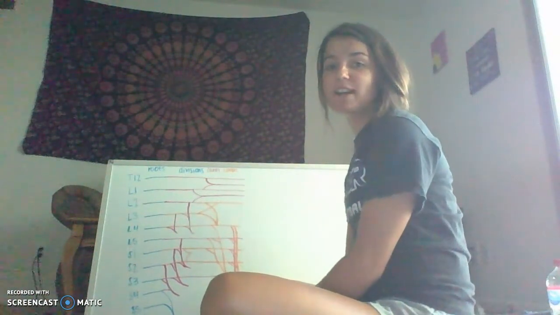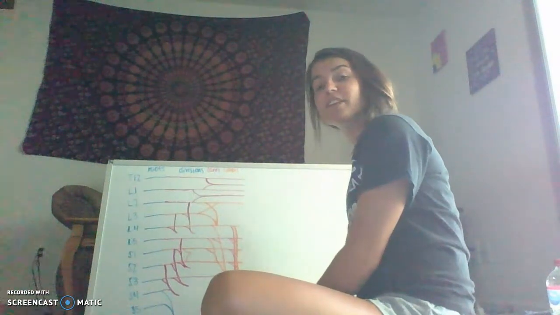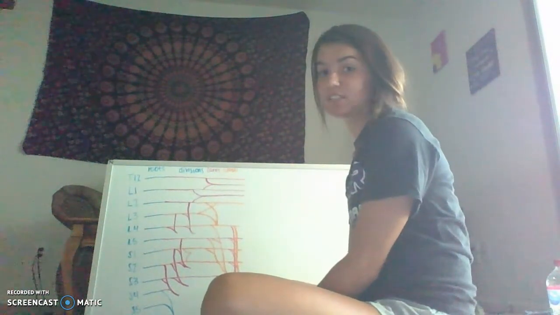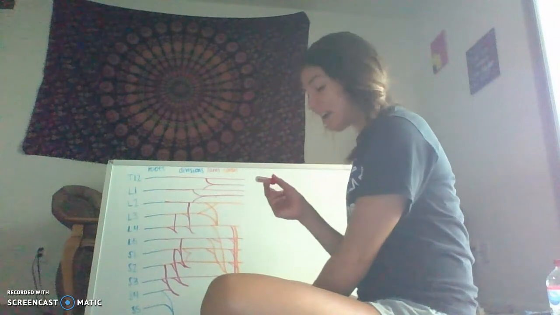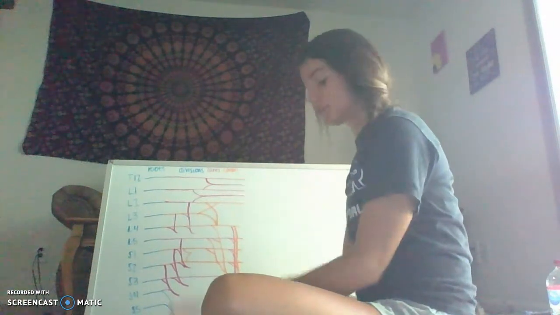The first thing I want to point out is that the lumbosacral plexus only has roots and branch divisions. So there's an anterior and posterior division. The anterior divisions are anything in pink, and the posterior divisions are anything in orange.